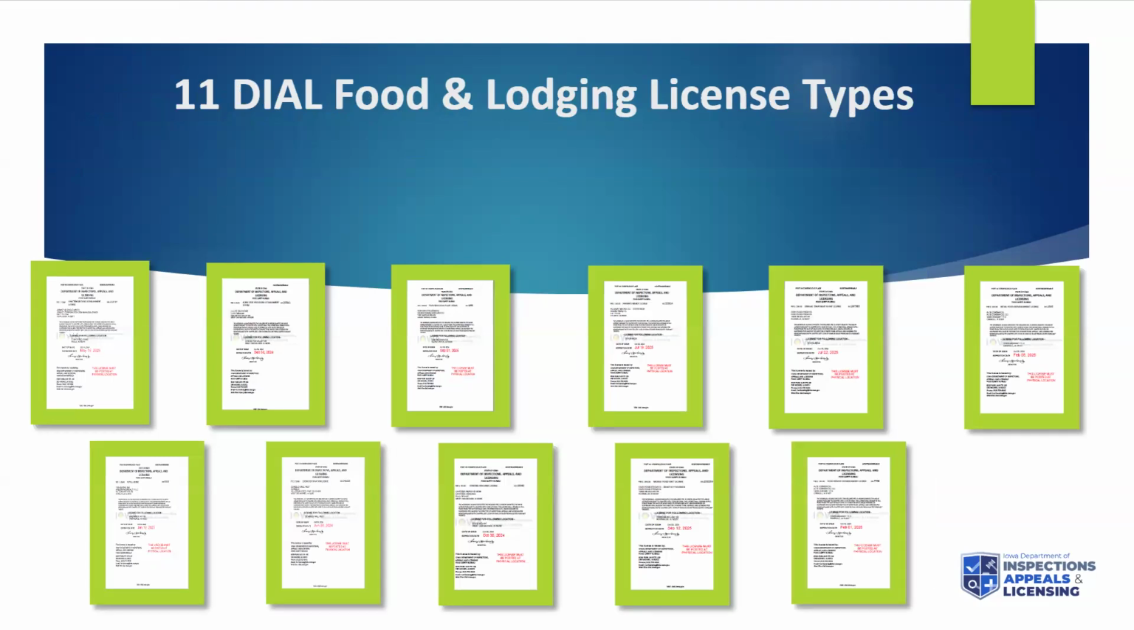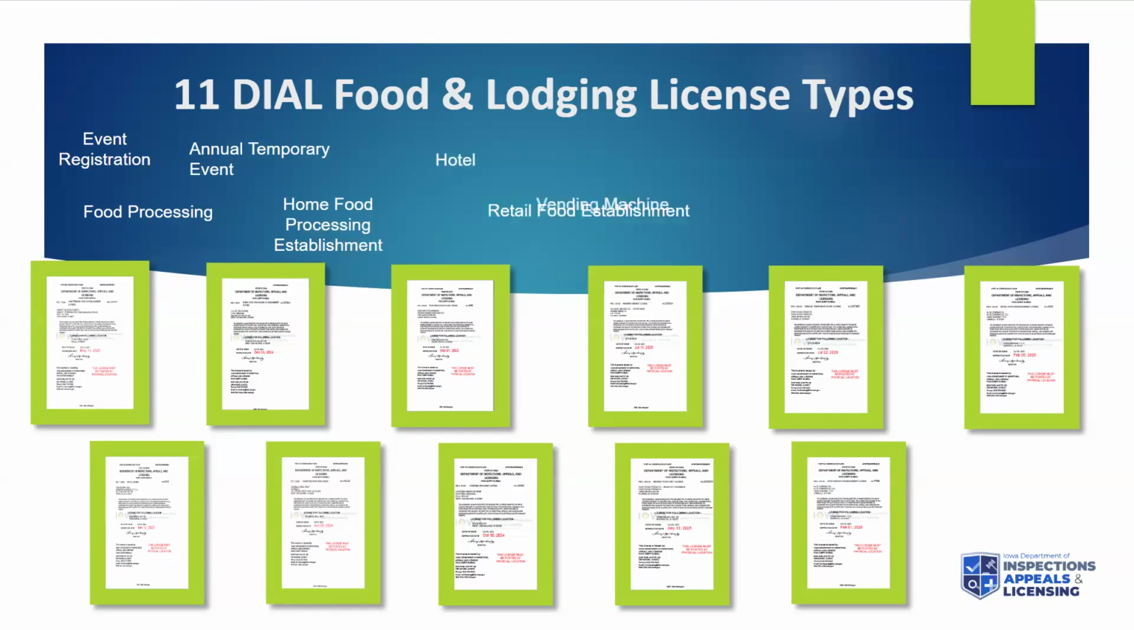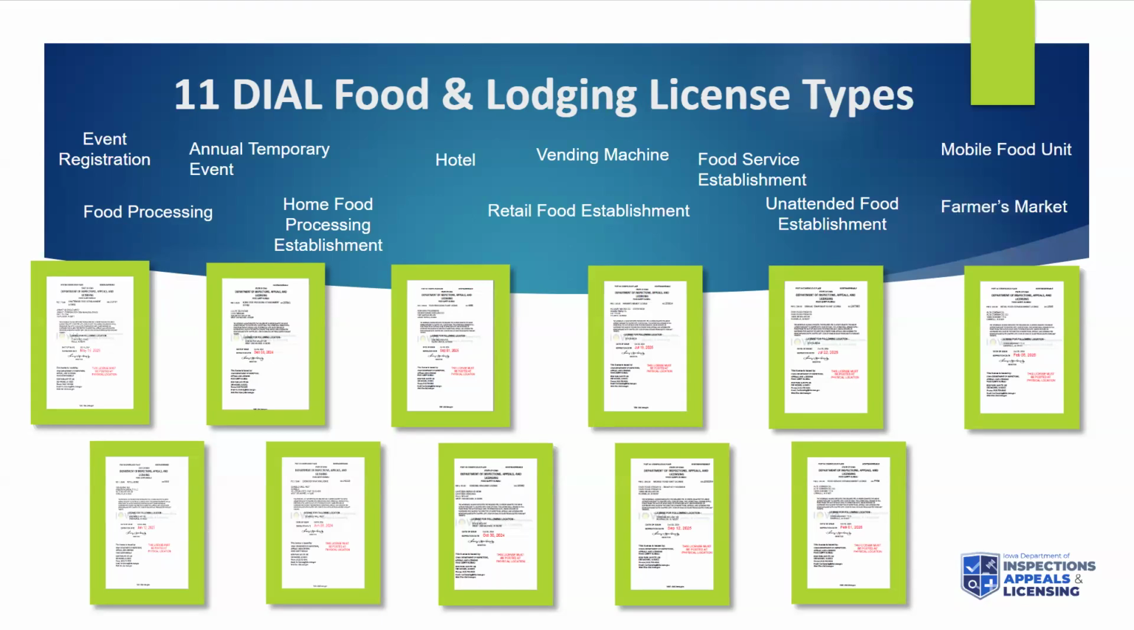There are 11 DIAL food and lodging licenses that you can currently renew. We have the event registration, annual temporary event, food processing, a home food processing, hotel, retail, vending machine, the food service establishment, an unattended food establishment, a mobile food unit, and then the farmers markets.